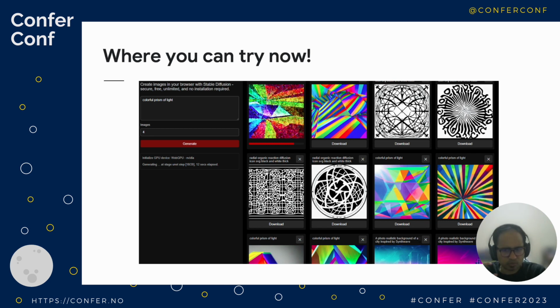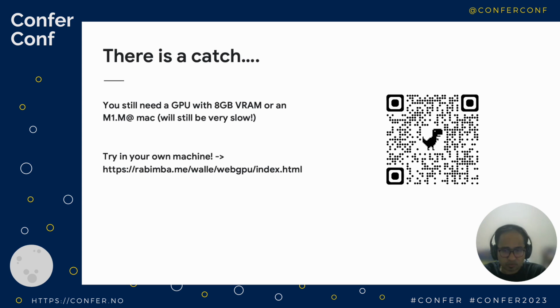These are all relatively small 512 by 512 images, and they are cached in your browser session every time you open this page. If you want to play with it, just scan this QR code or go to this URL and you should be able to visit it. There is, however, a little bit of a catch. You still need a GPU with 8 GB of VRAM or an Apple M1 or M2 Mac. The M1 or M2 Mac still has 8 GB of unified memory, so though it will work, it will still be a little bit slow. Quite a bit slow, I would say.